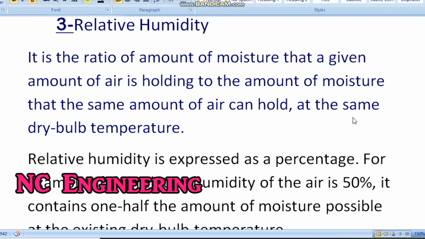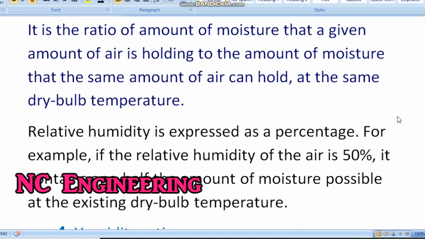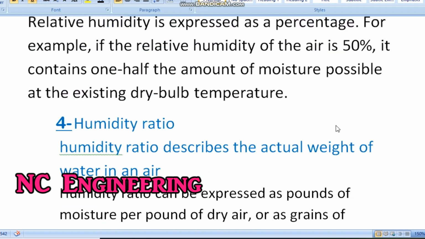Number four is relative humidity. It is the ratio of the amount of moisture that a given amount of air is holding to the maximum amount of moisture the air can contain at this dry bulb temperature. It is expressed as a percentage. For example, if the relative humidity of the air is 50%, it contains one half of the amount of moisture possible at the existing dry bulb temperature. Number five is humidity ratio. It is the actual weight of water in the air.